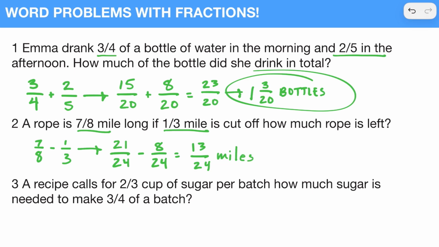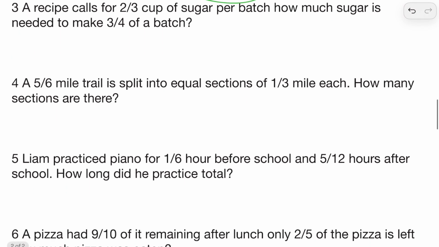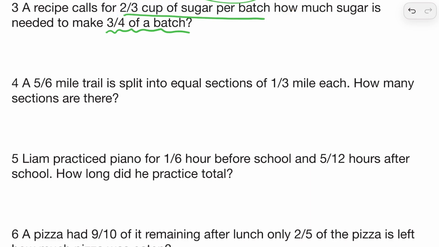13/24 miles. Number 3, the recipe calls for 2/3 cup of sugar per batch. How much sugar is needed to make 3/4 of a batch? Now this word "of" right here, that's a hint that we're going to multiply. So this is going to be 2/3 cups, but only 3/4 of a batch. We're just going to multiply this right across. 2 times 3 is 6. 3 times 4 is 12. This simplifies to 1/2 cups of sugar.